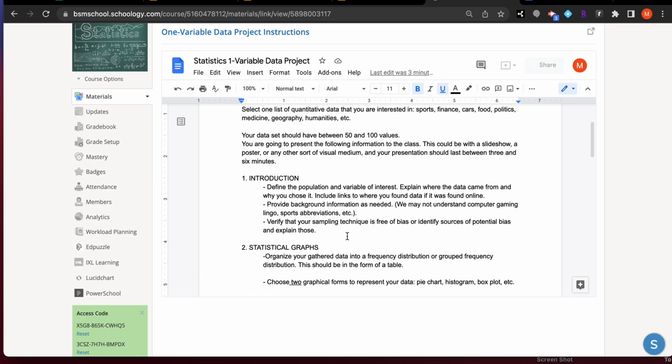And then talk about how you gathered the data. Was that free of bias? Or if it wasn't, identify sources of potential bias and just talk through that.